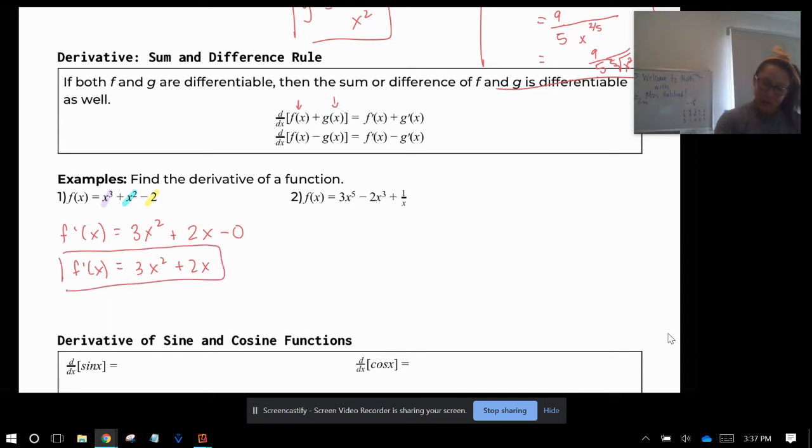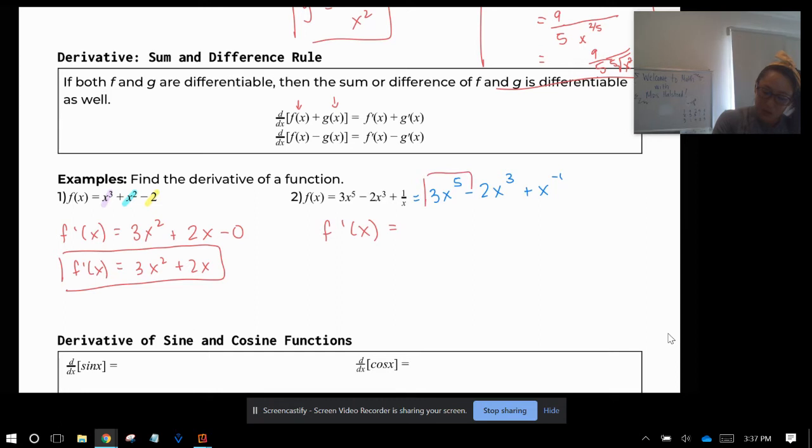All right. Again, we have terms. We don't have quite a polynomial, but we have terms here. So I'm going to rewrite this as 3x to the 5th minus 2x cubed plus x to the negative 1. We know how to deal with derivatives so far if the base is x and it's being raised to some number power. It can be a fraction, it can be a negative, but this is what we know how to deal with so far.